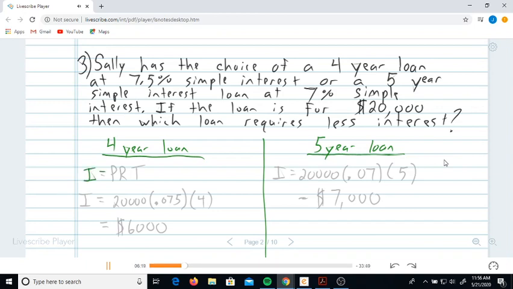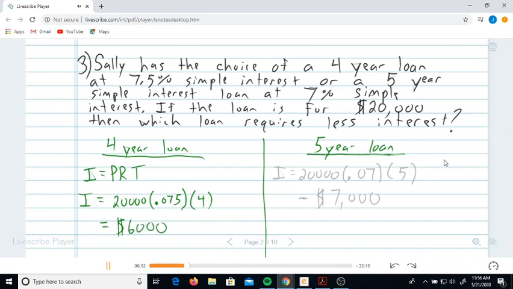So we have interest equals principal times rate times time. We know the principal is $20,000. The rate for the 4-year loan is 7.5%, so it's 0.075, and it's for 4 years, and we don't know what the interest is. So we can simply type that into our calculator, and we know for our 4-year loan, that's going to accrue $6,000 in interest.